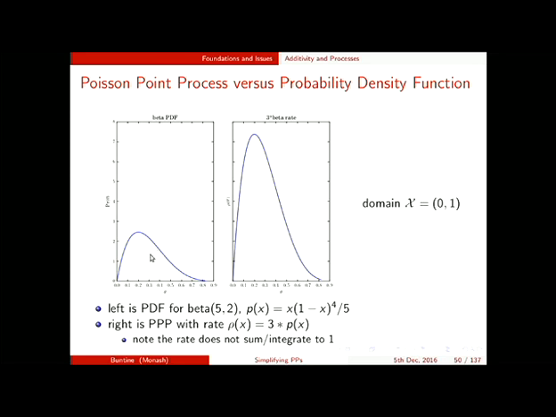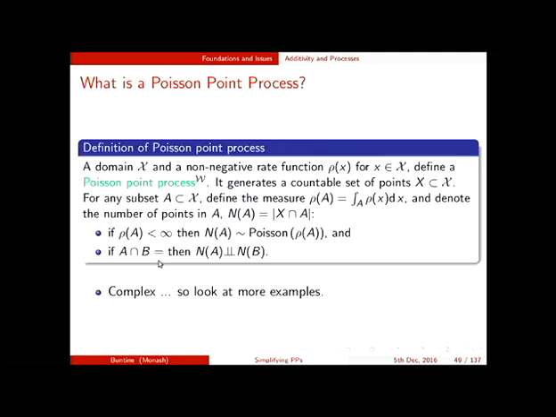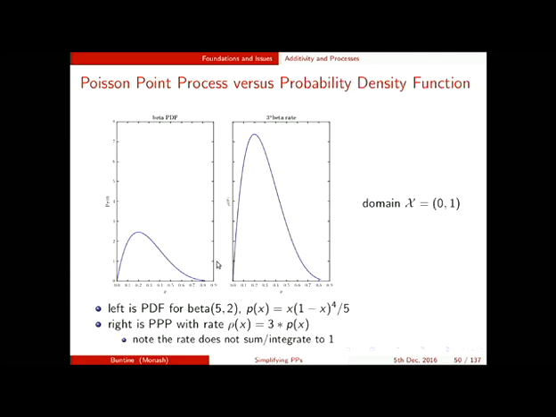Here's a really simple case where our domain now is a 0, 1 line. This is the probability density here. This is a Poisson rate. Now, the only thing is the Poisson rate doesn't normalise. So it could be 1,000 times, 100 times less. You know, it doesn't matter. So the PDF must normalise. The rate can be any number times the PDF.